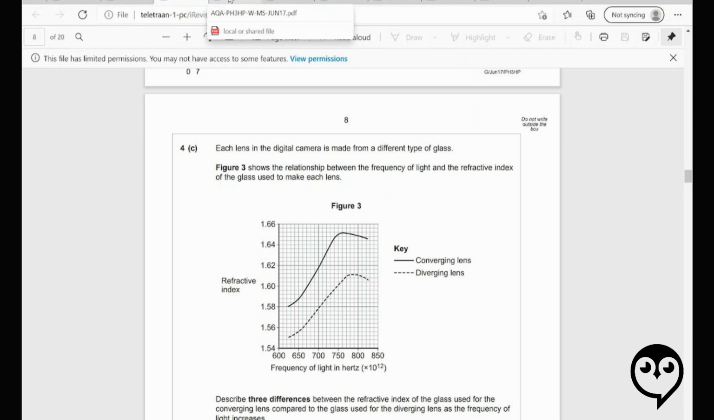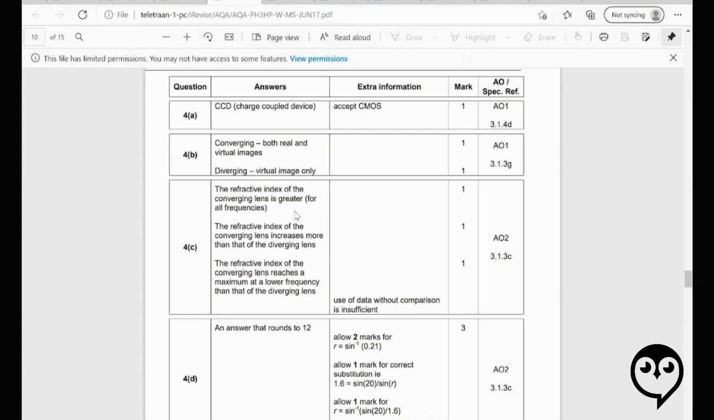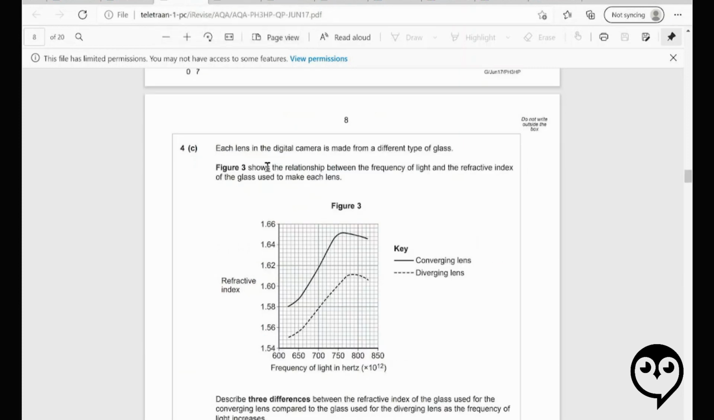Let's see what they say here. Right, so refractive index of the converging is greater for all frequencies. We said that. We said it increases more, because that slope was a little bit greater. And it reaches a maximum at a lower frequency, okay. Just make sure that you are really explaining this well. Don't just say, oh, it's higher. You can say it's increasing at a faster rate or a quicker rate, something like that.